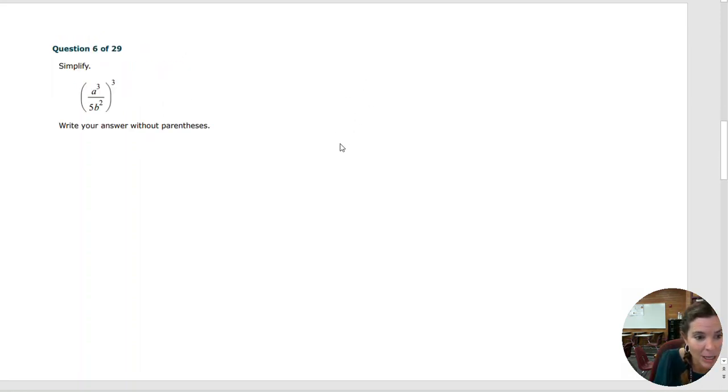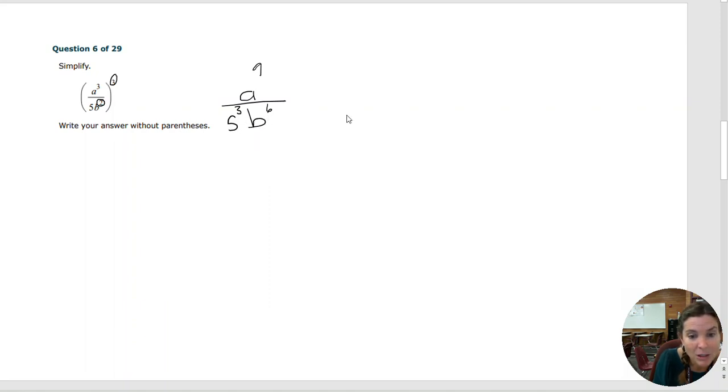Okay, on the next one, you have to remember that if you have a quotient and if you have a power of a quotient, this exponent, the 3, has to be distributed to all of the factors of that quotient. So the a to the 3rd has to be raised to the 3rd. So that's going to be a to the 9th. The 5 on the bottom also has to be raised to the 3rd power. The b to the 2nd has to be raised to the 3rd power.